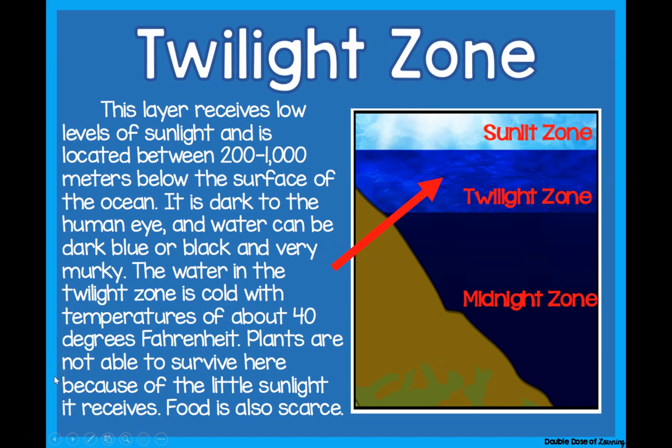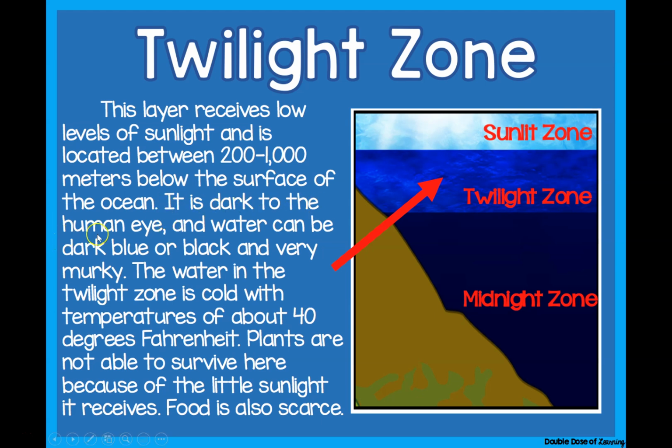The next layer down is called the Twilight Zone. This layer receives low levels of sunlight, so just a little bit of sunlight, and it's located between 200 and 1,000 meters below the surface of the ocean. So this is pretty deep. You might have some scuba divers who are getting down that low, but definitely not any swimmers, and usually human activity is happening in the sunlight zone. So humans don't go here very often.